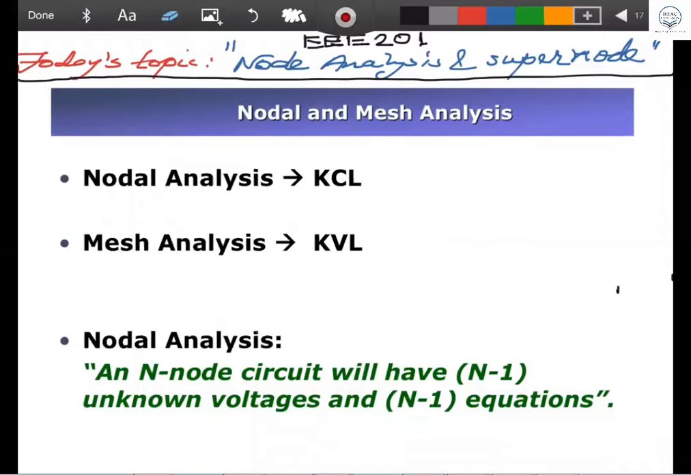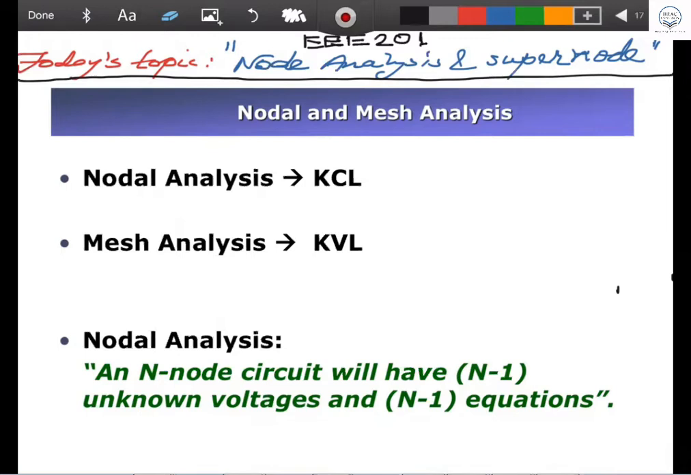Okay, we can start our class today. This is only 9:30. The topic today we are going to talk about is node analysis and supernode. If we finish the node analysis and have time, then we can go with the supernode after that.